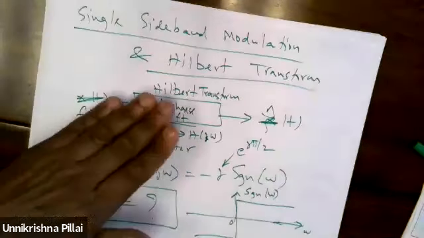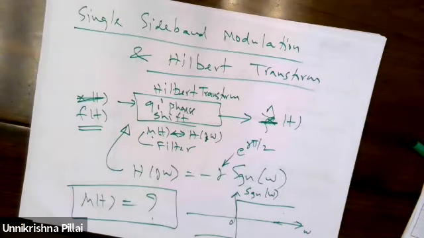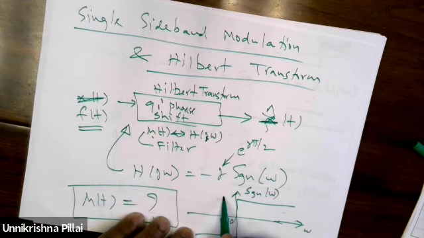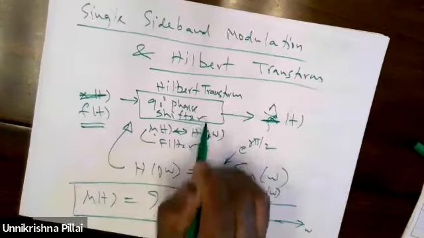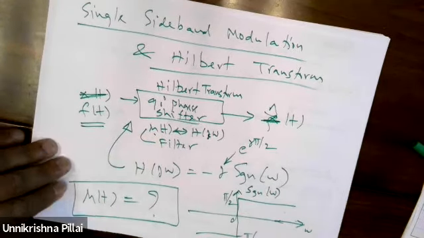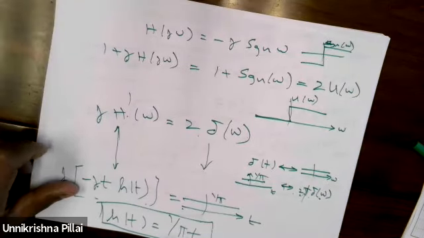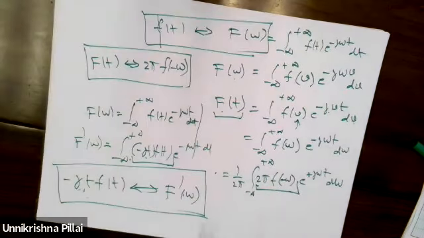So look, you do this fancy stuff in the frequency domain. There is no magnitude here. You're only shifting the phase. Positive frequencies, you shift the phase by 90 degrees. Negative frequencies, you shift it by minus 90. So it's just a 90 degree phase shifter. So the impulse response is 1 over pi t.